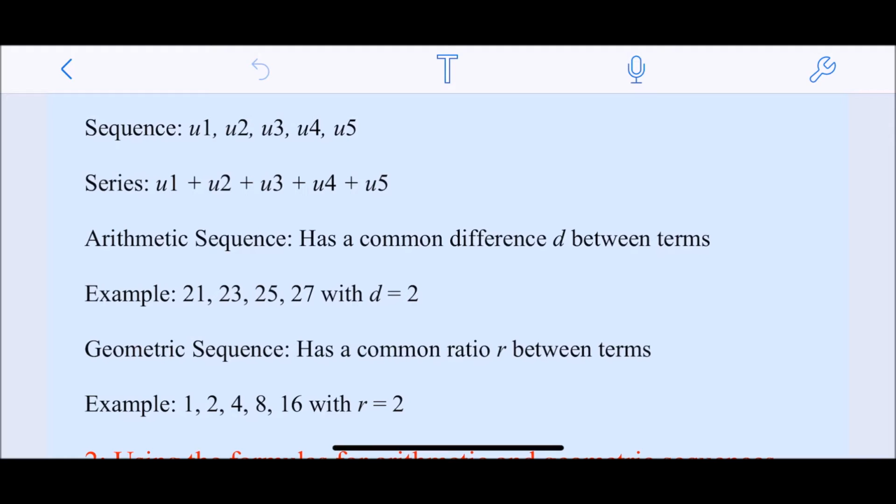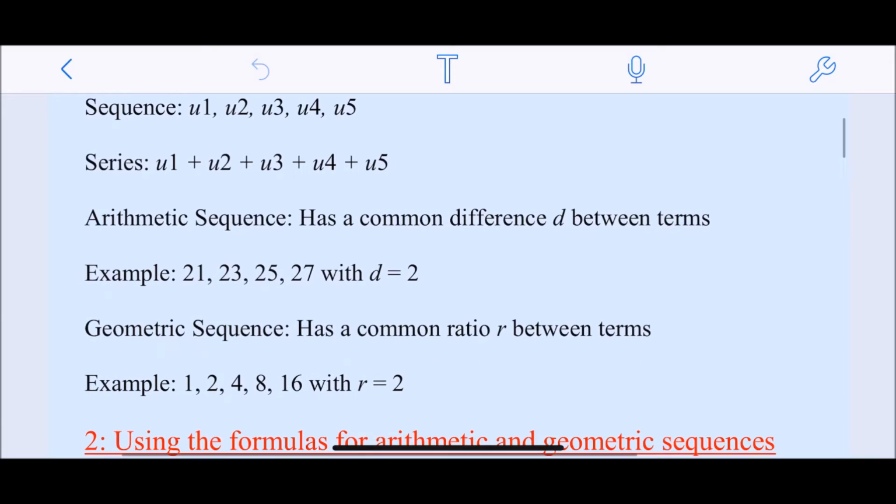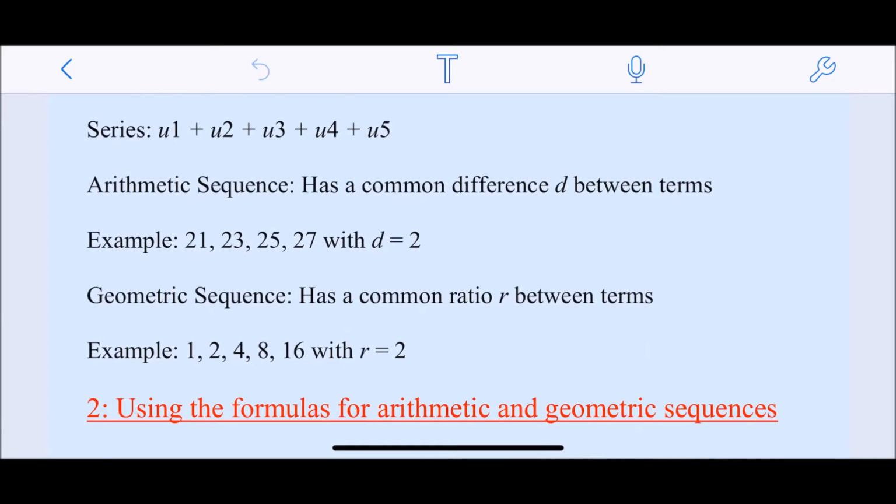The first thing we should discuss this unit is the difference between a sequence and a series. A sequence is a list of terms, while a series is the sum of those terms. You can see this by my example. Now we should get into the types of sequences.